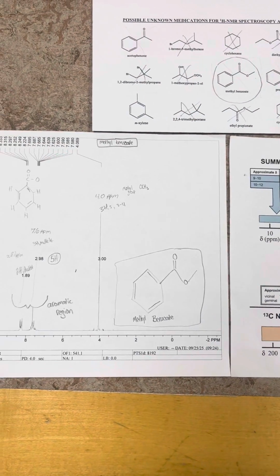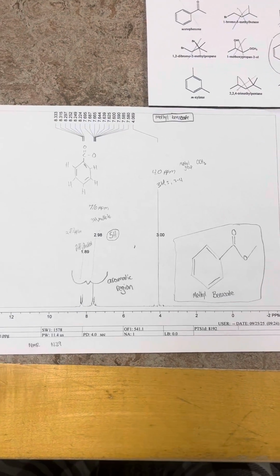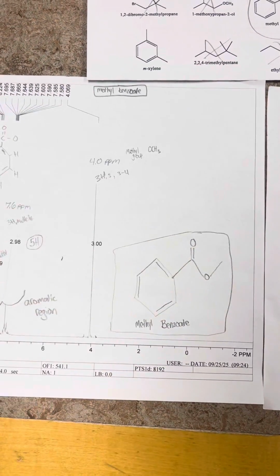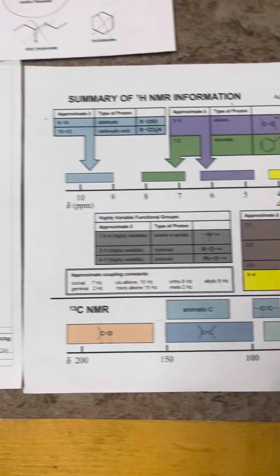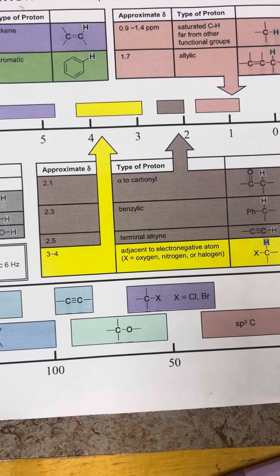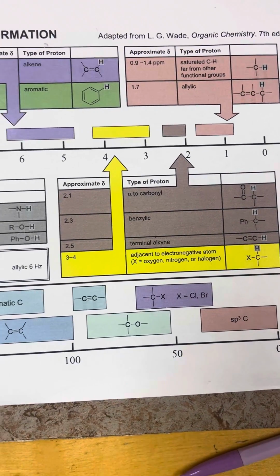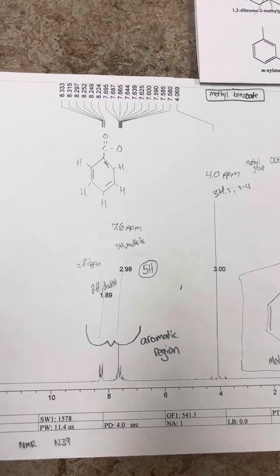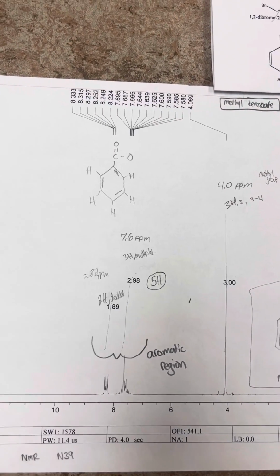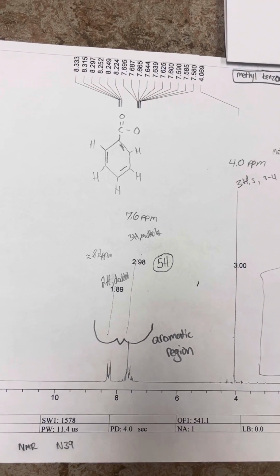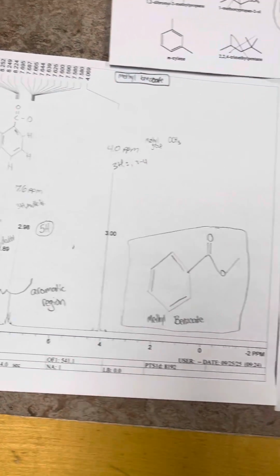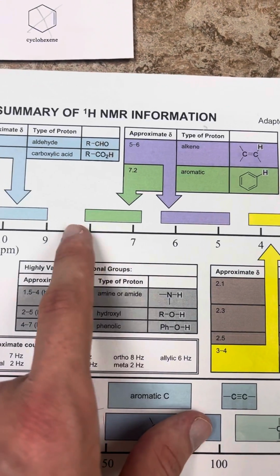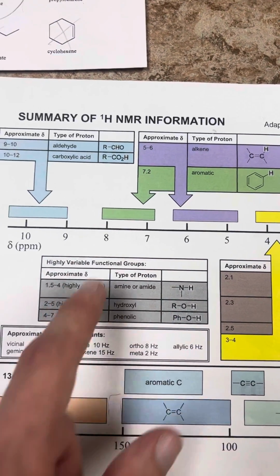Labeling the spectrum, chemical shifts. So the first chemical shift we have right here is 3 to 4 ppm. This indicates adjacent to an electronegative atom. The next one we have is 7.6 ppm and 8.2 ppm. This indicates an aromatic ring, as you can see the range right here.